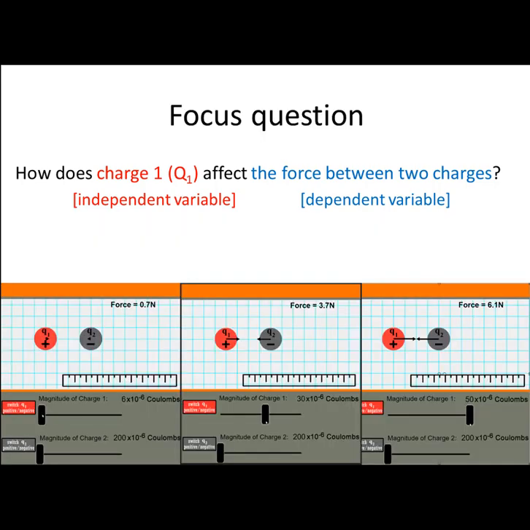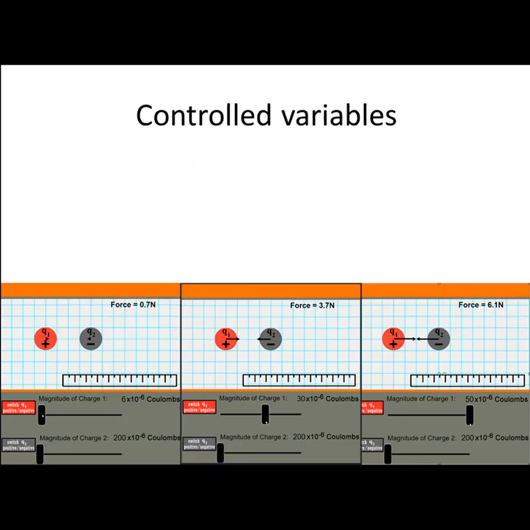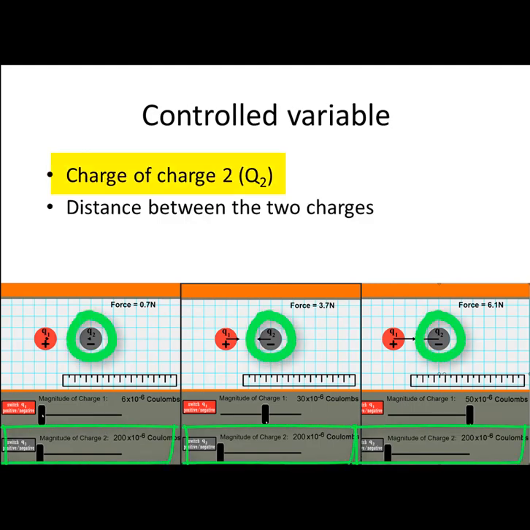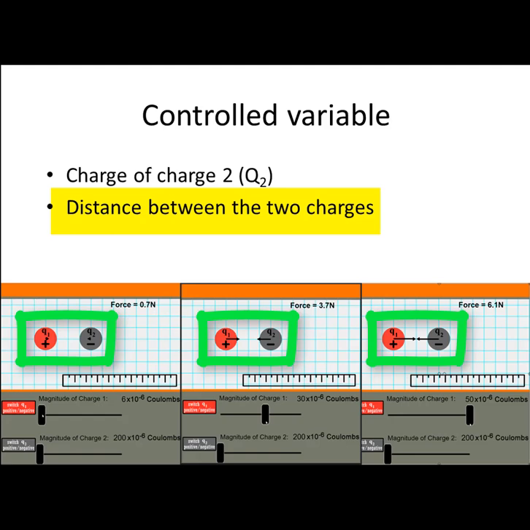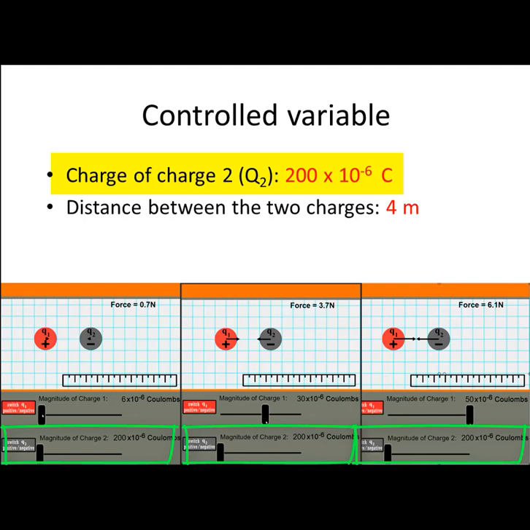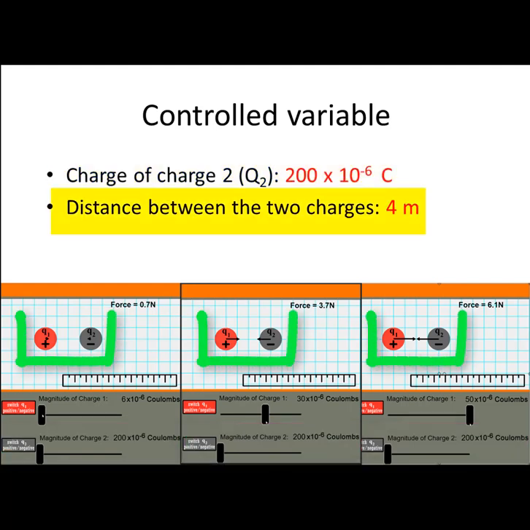So we're going to vary what charge 1's magnitude is. And then we're going to see in each case what is the resultant force, the magnitude of the force between the two charges. So what must be controlled to make this a fair test? We're going to keep charge 2's value constant, and we're going to keep the distance between the two charges constant between the treatments. And that could be any value, but what I've chosen in this particular investigation is I'm keeping charge 2's value at 200 times 10 to the power minus 6 coulombs. And the distance between the two charges is going to be maintained at 4 meters. The distance is measured from the centers of each of the charges.